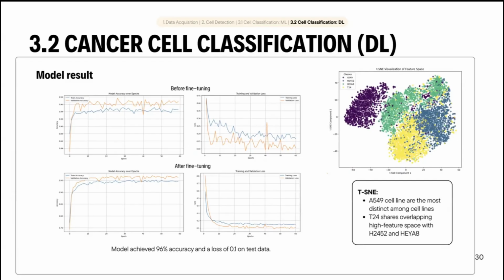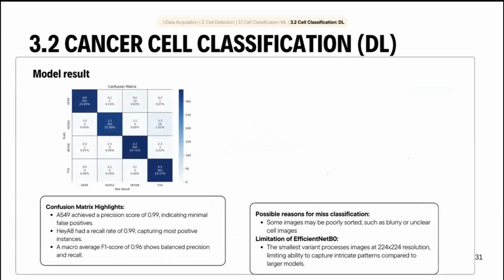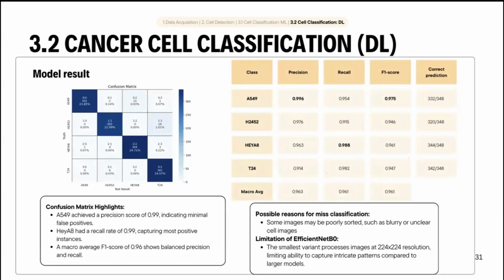From the confusion matrix, it shows that most of the cells are well predicted, and only a few images were wrongly predicted, mostly from H2452, with 28 images mispredicted. The possible reason might be that some of the images are not properly sorted out, like blurry cell images with unclear edges, which leads to close similarity to another cell line.